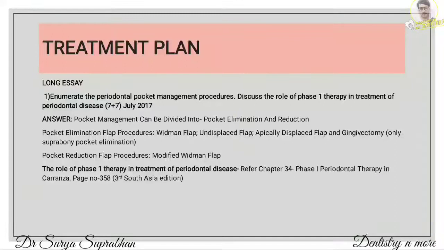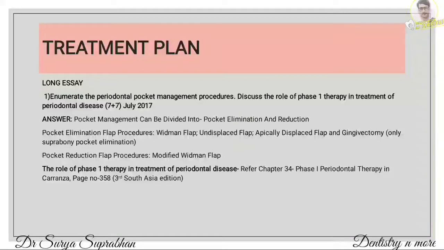So under pocket elimination flap procedures comes Widman flap, then undisplaced flap, and apically displaced flap, and gingivectomy. Gingivectomy you have to write only if there is presence of suprabony pocket. In case of infrabony pocket, we don't do gingivectomy, we do flap procedures. Then under pocket reduction flap procedure comes modified Widman flap. There are 2 types of Widman flap. One is the original Widman flap, another is the modified Widman flap.